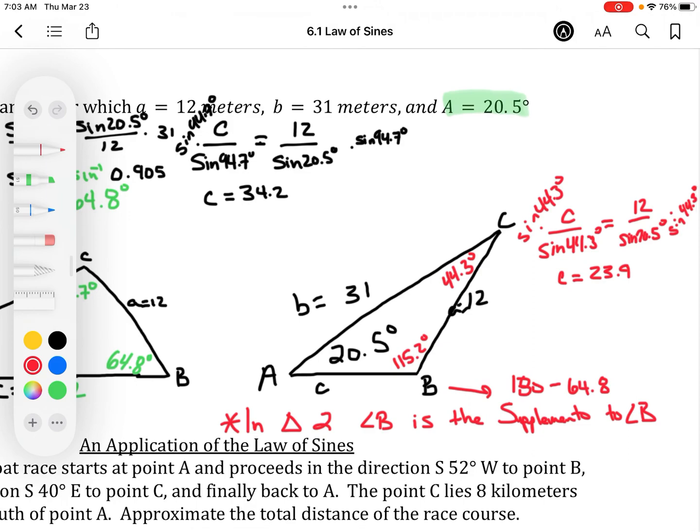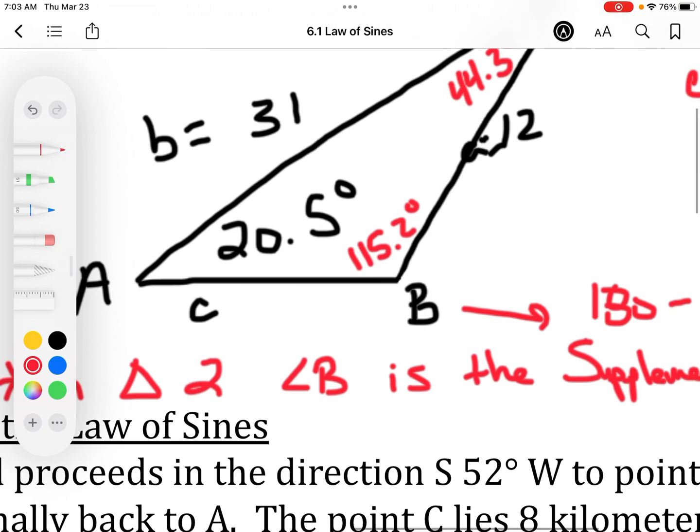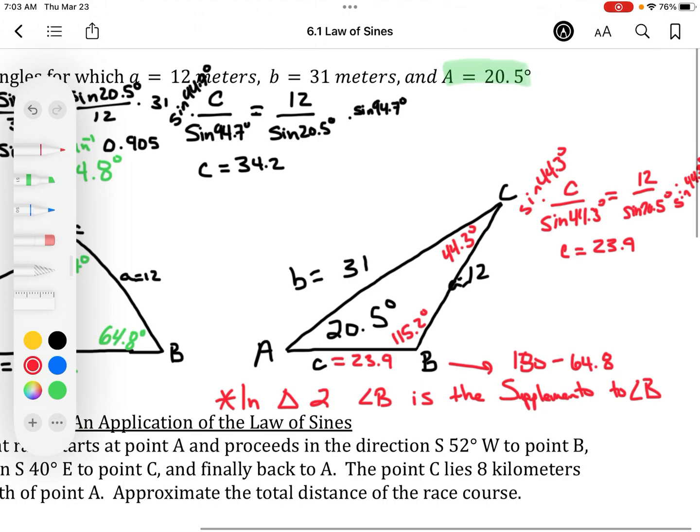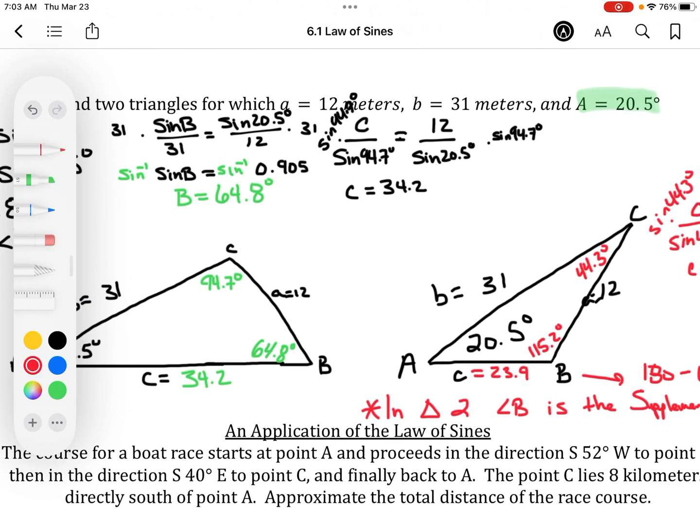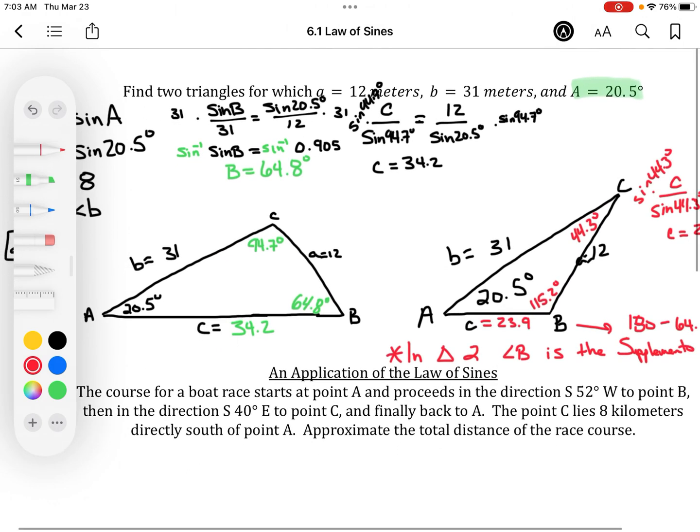So it's not that much more difficult or even work. We did one law of sines. We subtracted from 180 twice to get those. So it's not like it's an overabundance of work. But here are your two triangles that are made in the ambiguous case.